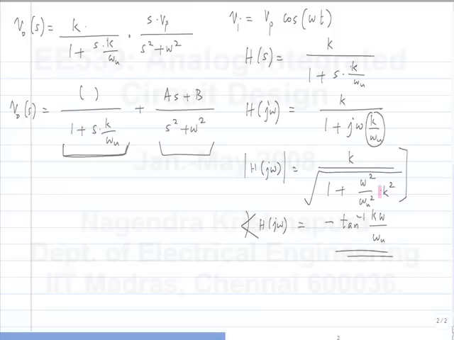Now, as the frequency omega increases, it could be that this omega by omega u times k becomes much more than 1. In which case the gain is much smaller than k. Okay.